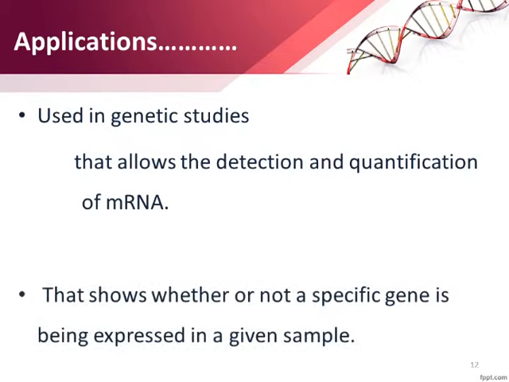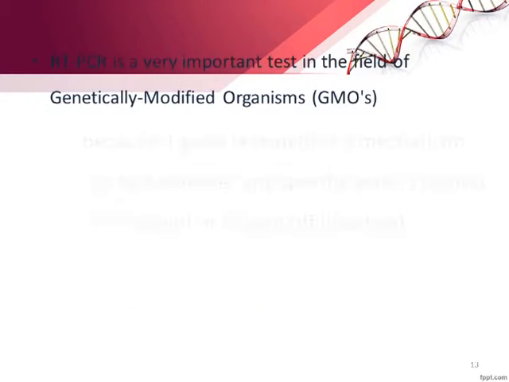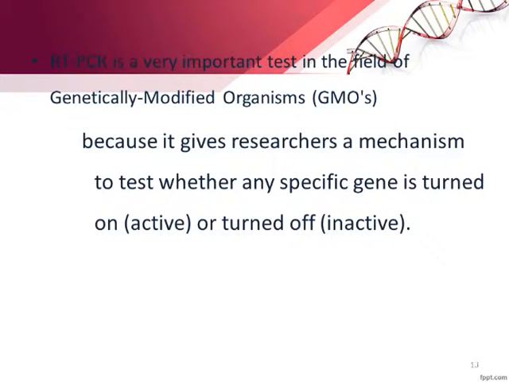Applications of RT-PCR. Used in genetic studies that allow the detection and quantification of mRNA that shows whether or not a specific gene is being expressed in a given sample. RT-PCR is a very important test in the field of genetically modified organisms because it gives researchers a mechanism to test whether any specific gene is turned on or turned off.